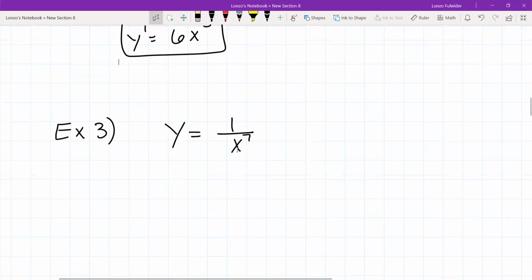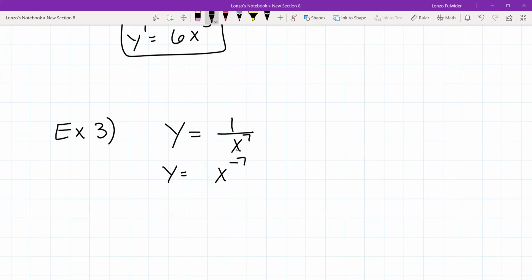Okay, example 3: y equals 1 over x to the 7th. Notice that it's in a fraction form, or a rational form. Later on, you'll learn that you can derive this using the quotient rule, but I would not do more work than you have to. If you can avoid the quotient rule, you should. I'm going to rewrite this using a negative power. So 1 over x to the 7th can be written as x to the negative 7, right?